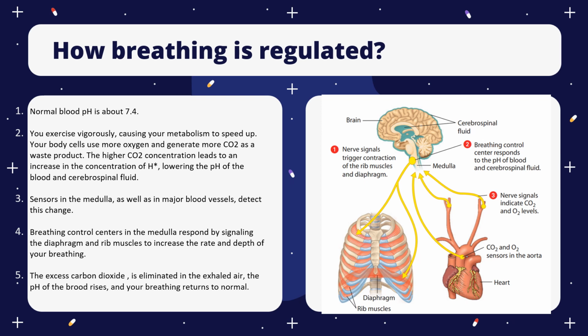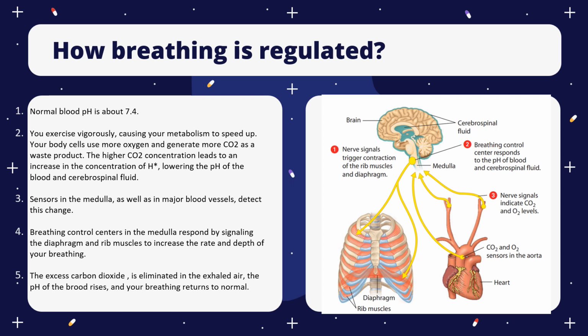Sensors in the medulla oblongata, as well as in the major blood vessels, for example in the vessels of the heart, will detect this change in pH and will send signals to the medulla oblongata. The breathing control centers in the medulla will respond by signaling the diaphragm or the rib muscles to contract to increase the rate and depth of breathing, and the excess carbon dioxide will be eliminated in the exhaled air. The pH of the blood will rise and our breathing returns to normal.